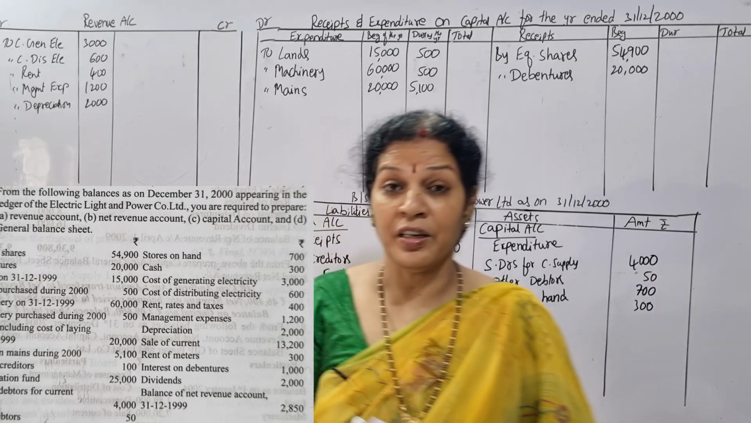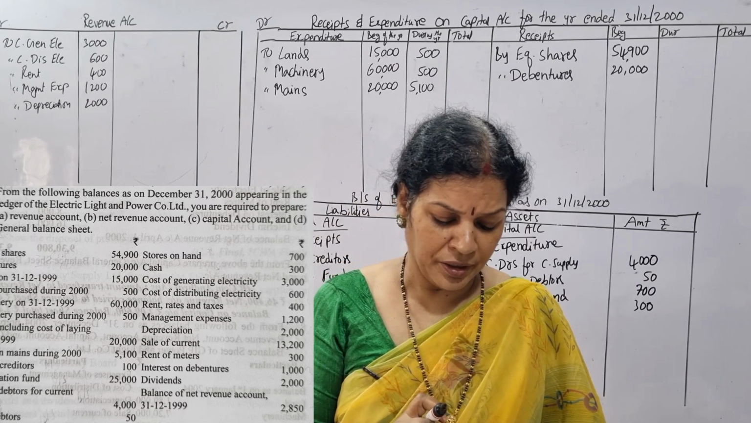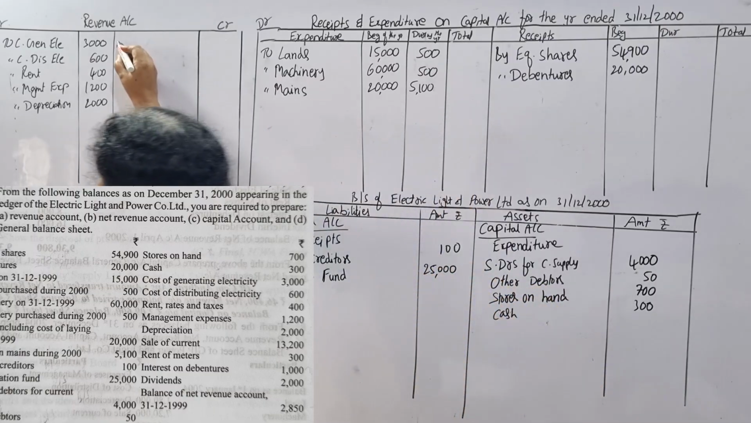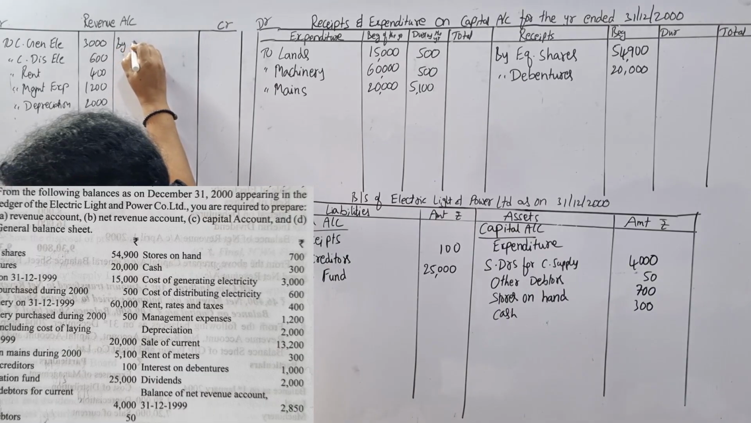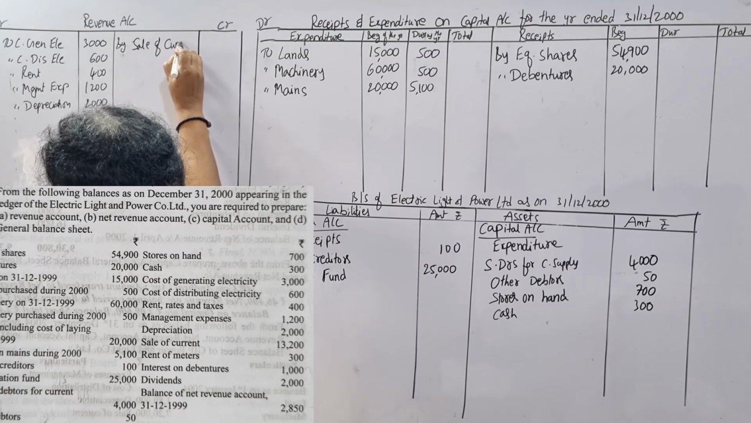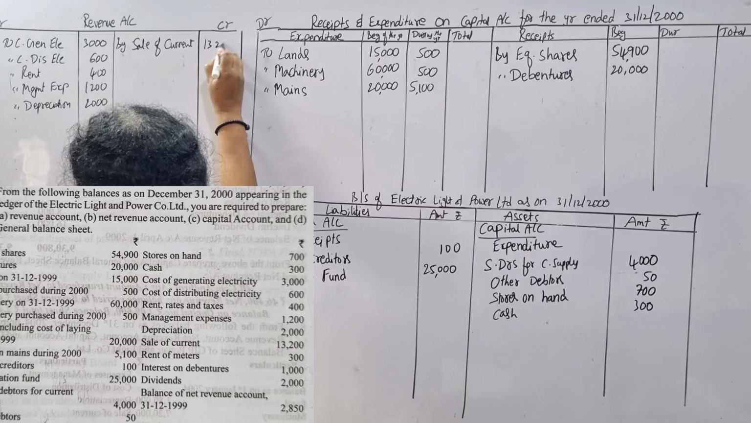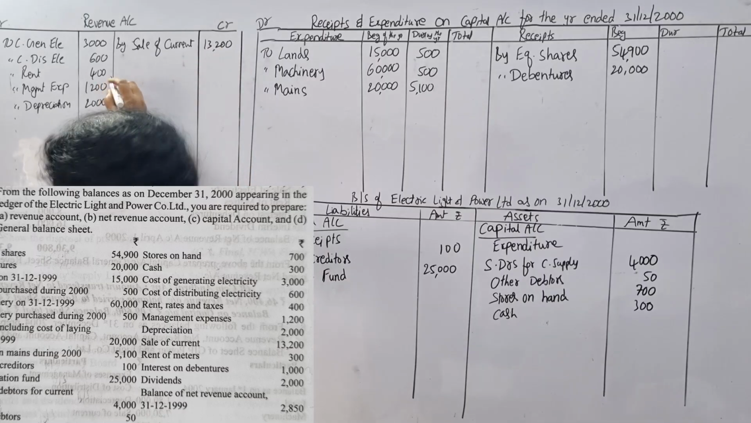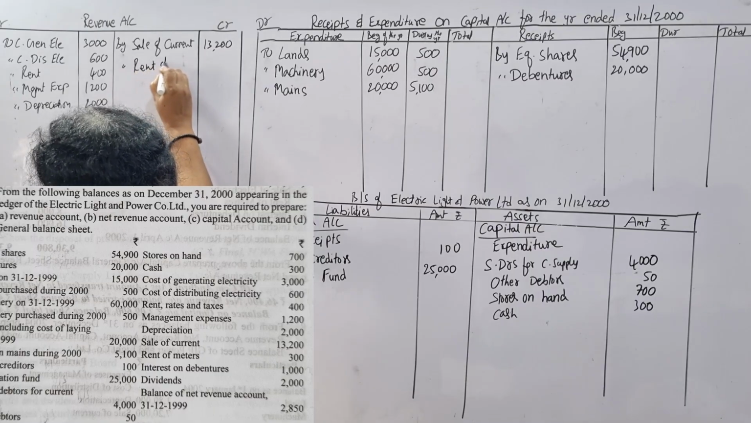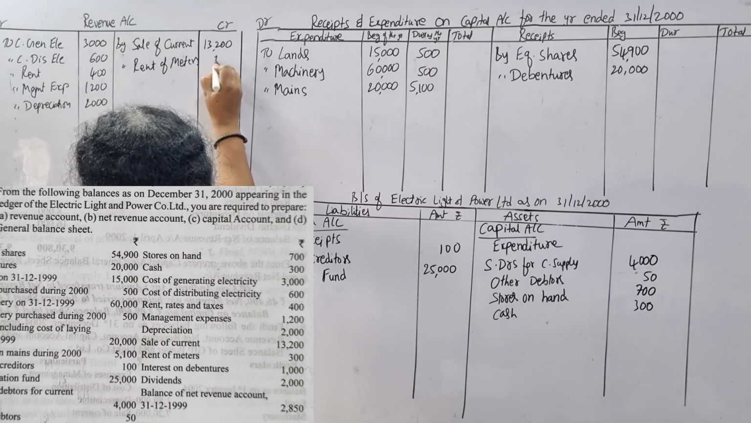Next, sale of current. Sale of current is income. When they are selling, it is income. Sale of current and rent of meters, both are income. Income comes on the credit side, just like profit and loss account. First one is sale of current, 13,200. Next, rent of meters, 300.